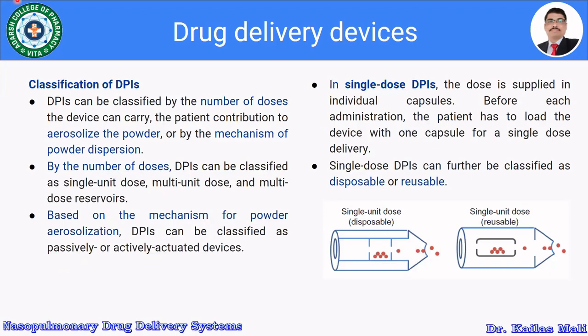In the case of single dose DPIs, the dose is supplied in an individual capsule. Before each administration, the patient has to load the device with one capsule for a single dose delivery. The single dose DPIs can further be classified as disposable or reusable. So this is the single unit dose disposable device, and this is a single unit dose reusable device.